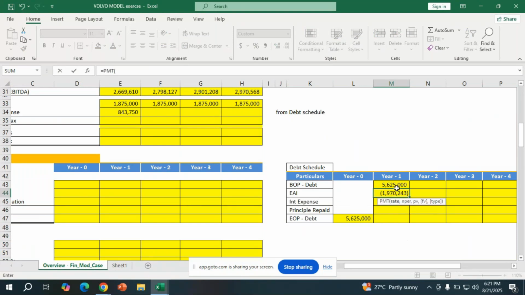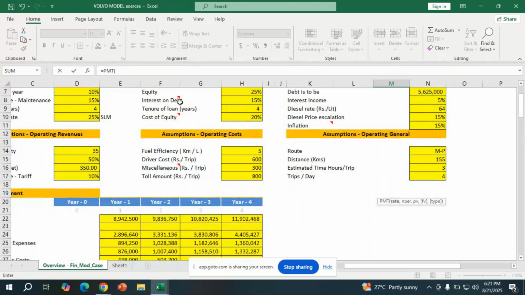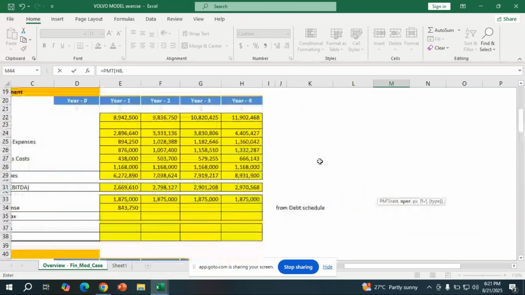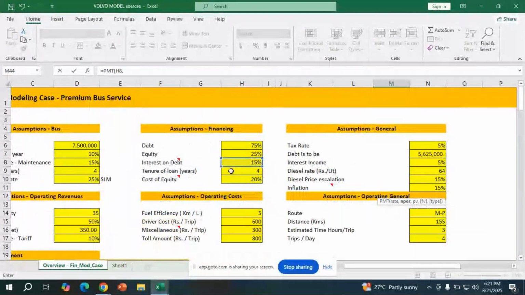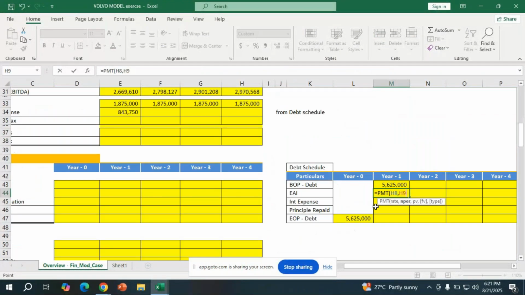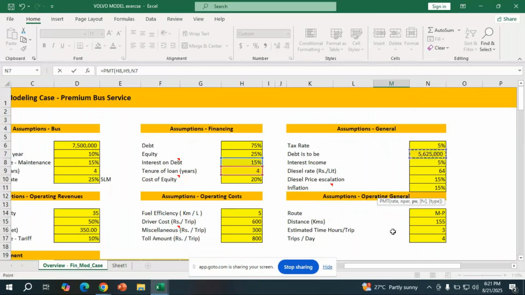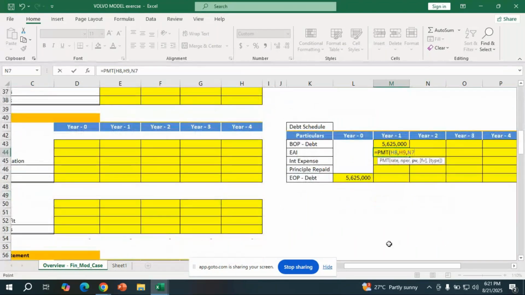First is the rate. So your rate is 15%, comma, number of years. Number of years is 4 years, comma, present value is your loan amount, comma, there is no future value which we are arriving at, and this is all calculated and paid at the end of the period, so it is 0. And shift key, close the brackets and press enter.